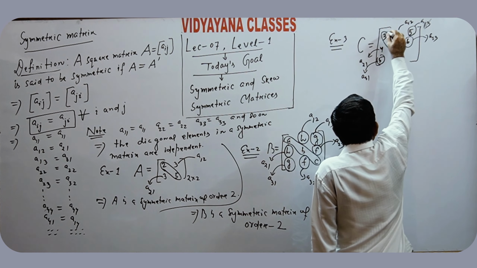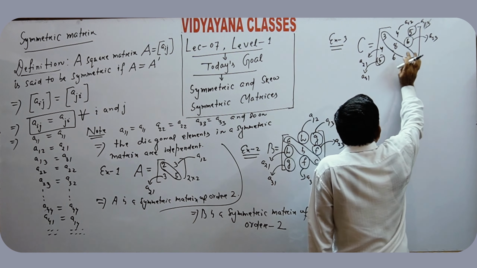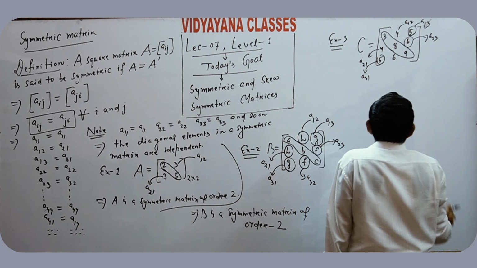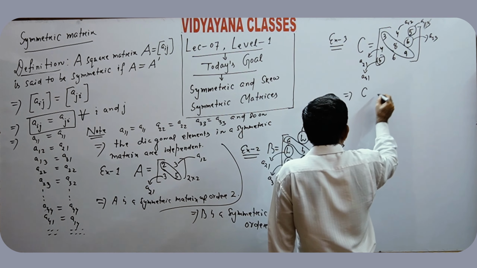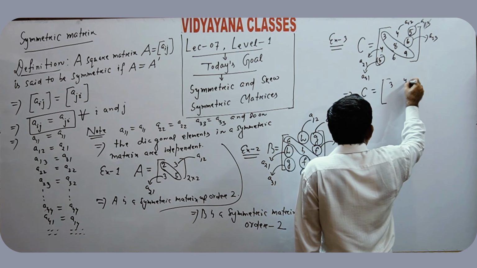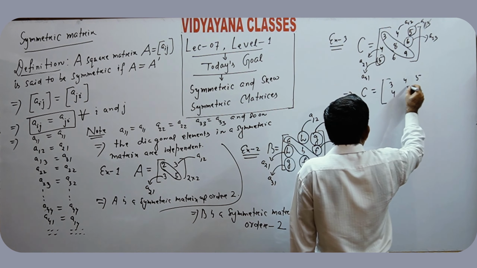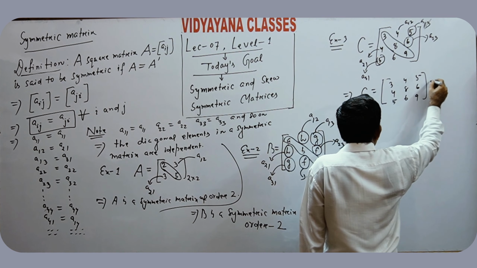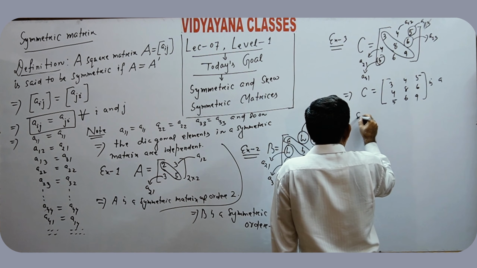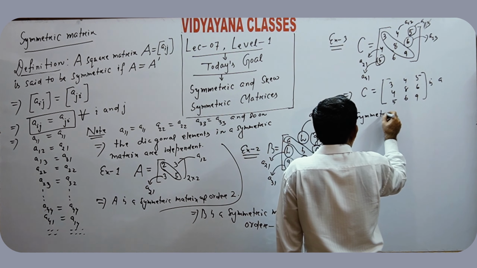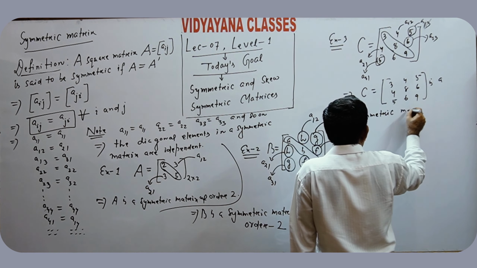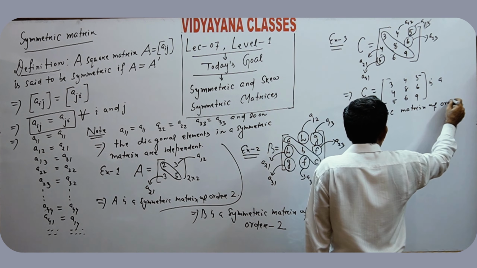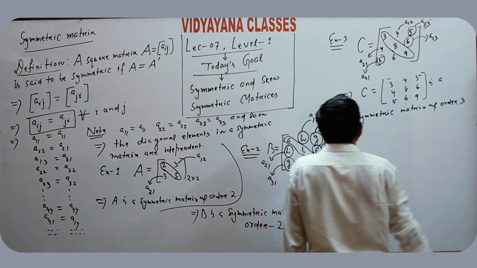The diagonal elements are independent. We can take any number in the diagonal element, suppose it is 9. This implies C = [3 4 5; 4 8 6; 5 6 9] is a symmetric matrix of order 3. Clear?